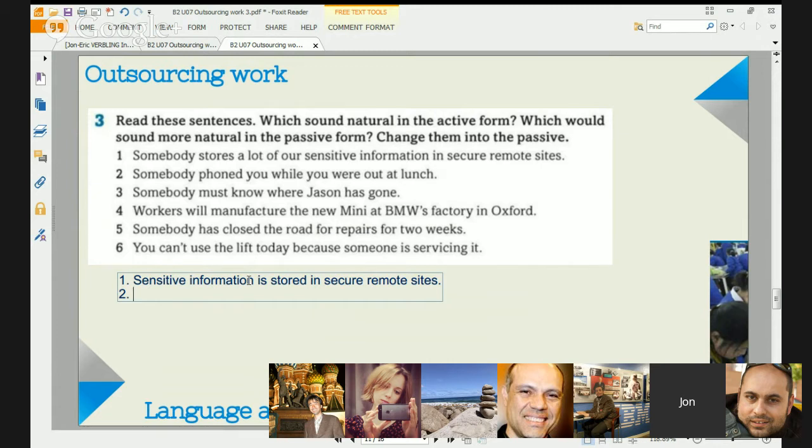Okay, number 2: Somebody phoned you while you were out at lunch. Is the speaker interested in who phoned? No, because we don't know who phoned. Okay, we don't know. But is it important that a person phoned? I mean, only a person can phone. Is there any other way to say it? Is it possible to say it in the passive voice? Yes, I suppose somebody.